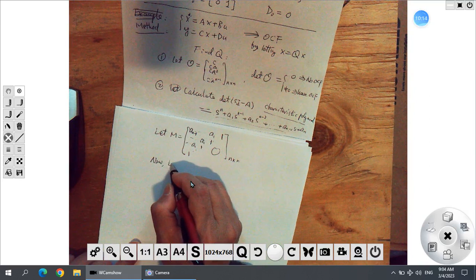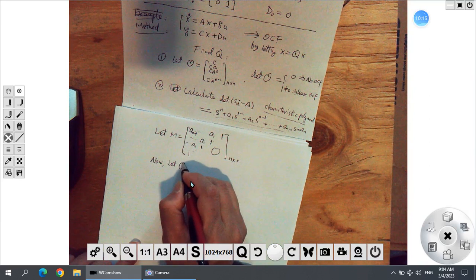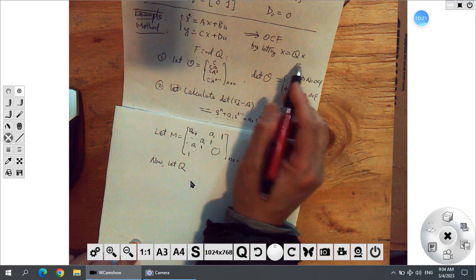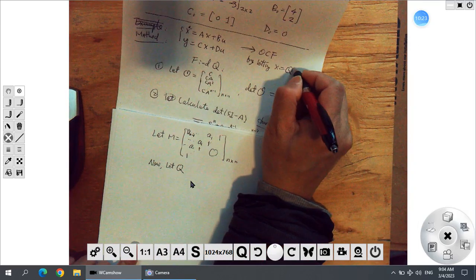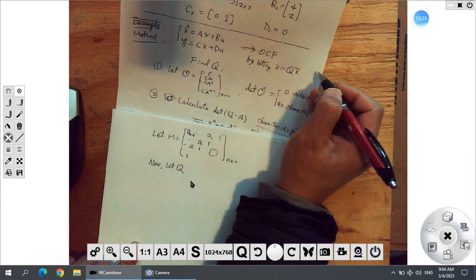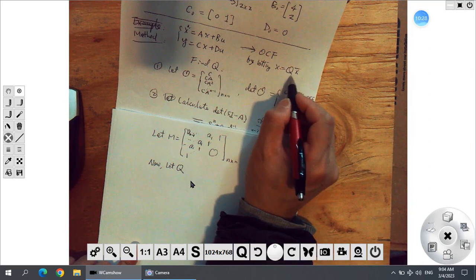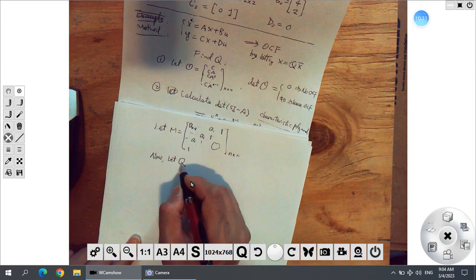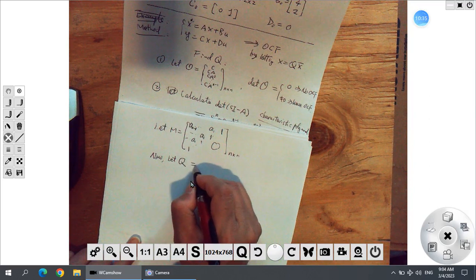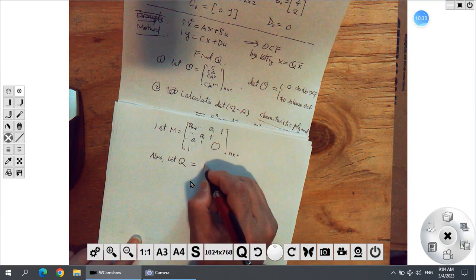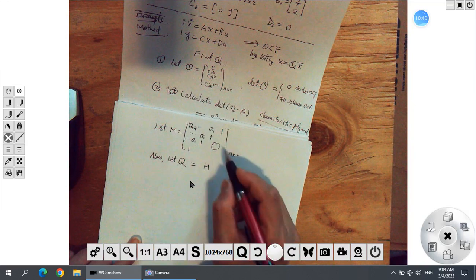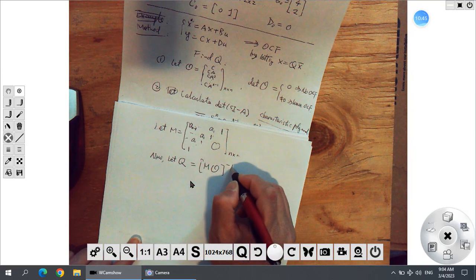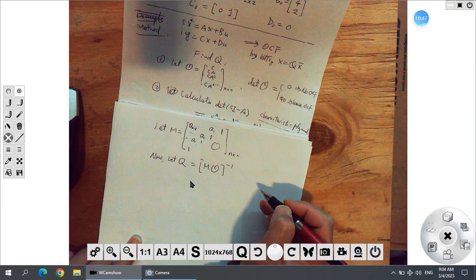Now we let another Q. We want to find the Q. Just let x equal to Q x bar. Oh, sorry, I missed a bar here. X equals Q x bar. Right. Okay, so now what is Q? Q is M times this O, and take an inverse. That's it.